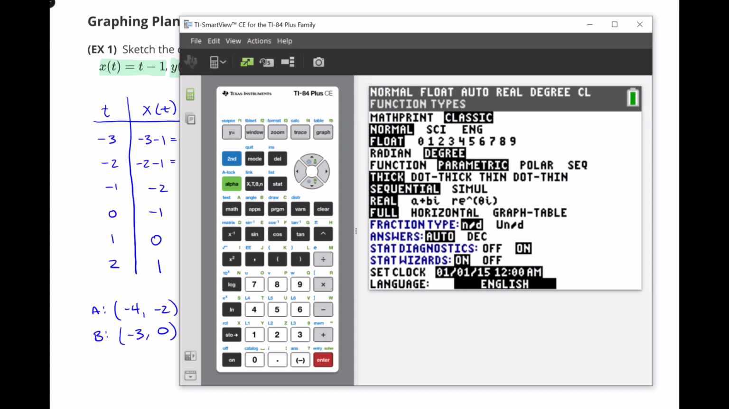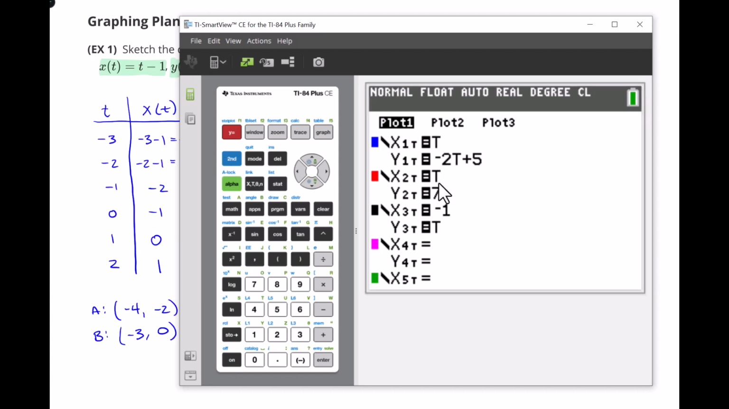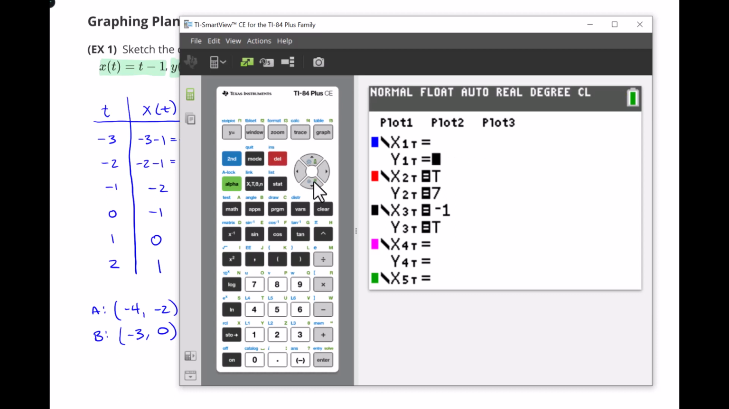Now when you press Y equals, that's going to take you into a new screen for plotting. All right, so first off, I have this statistics plot turned on. I'm going to turn that off so it doesn't give us any trouble. And you'll notice I have 1, 2, 3, 4, 5 different graphs I can produce right now. Each graph is determined by a set of functions, x1 of t and y1 of t. At the moment, I've got a little bit here, and I'm just going to erase those so that I'm starting fresh.